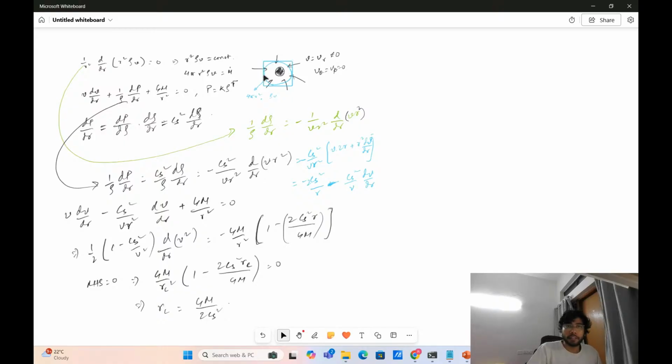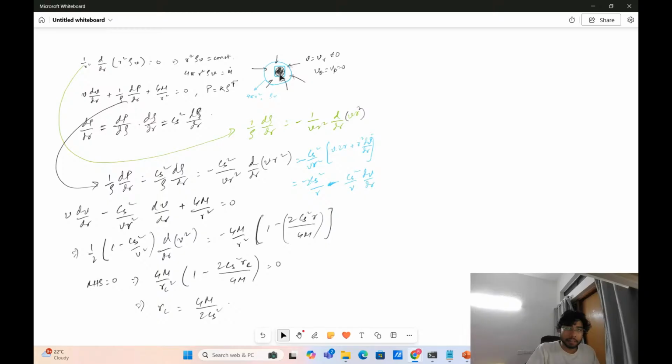Now from this condition, from this configuration, we can see for Bondi flow, the matter is coming from very far and then falling into the black hole or the compact object, right? So we'll expect that the velocity at very far distance, let's say at r equals infinity, should be zero, right? Because there is no gravitational pull.